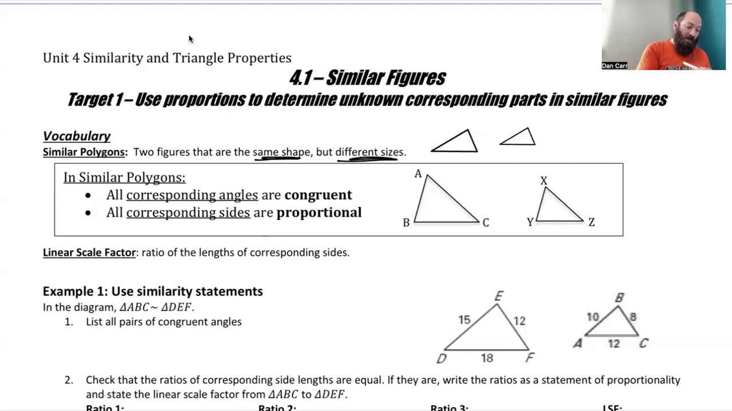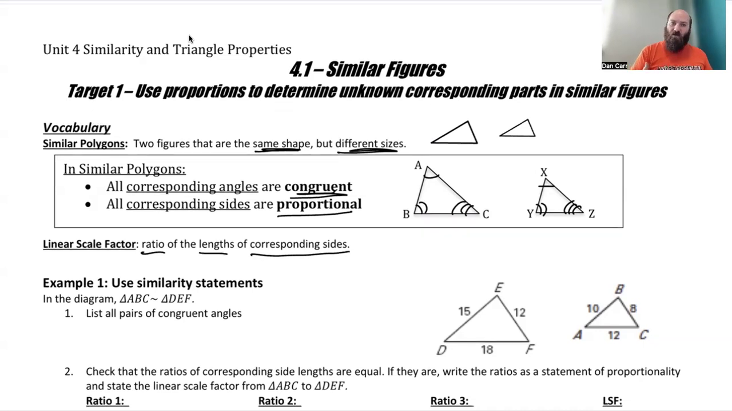Here's what's important. In similar polygons, we still have corresponding sides and corresponding angles, but corresponding angles are congruent, whereas corresponding sides are actually proportional. So that means that everything is multiplied by the same number to get to those sizes. So for example, here I've got A and X are going to be congruent, B and Y, and C and Z are congruent to each other. But the sides are not the same, they're proportional. How they're proportional is what's called the linear scale factor. That's the ratio of the lengths of the corresponding sides.